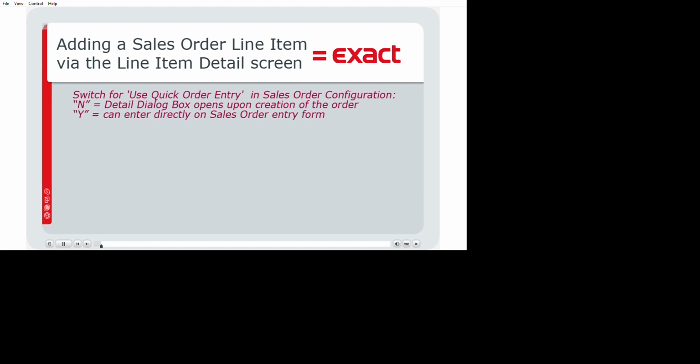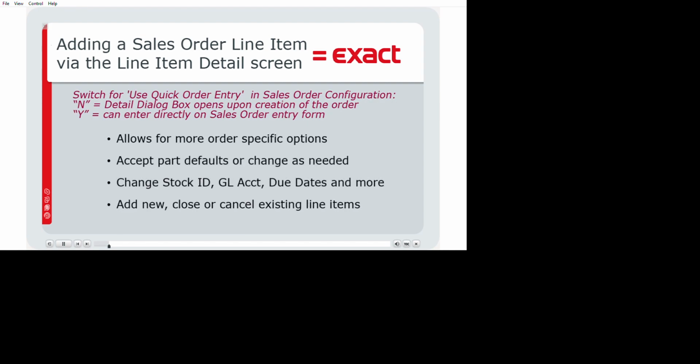If the switch for the Use Quick Order Entry Sales Order Configuration item is set to N for No, then the Sales Order Line Item Detail box opens upon creation of the order, as you will see in this lesson. If the switch is set to Y, you can enter information directly on the Sales Order Entry form. Entering sales order line items via this method allows for much more flexibility specific to the line item than when you enter it directly in the sales order form.